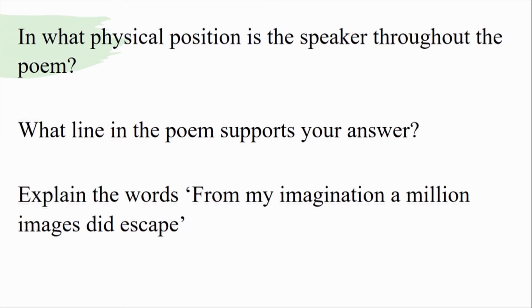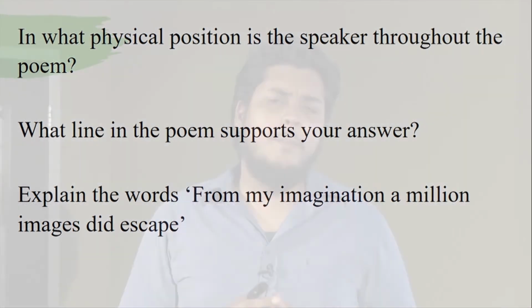And let's look at the third question. Explain the words, from my imagination, a million images did escape. How would you go about explaining that line? Where is your imagination? Where was the poet's imagination? Was it in the sky? No, it's in his mind. And that's your first level of thought. So you know already that it's in his mind.